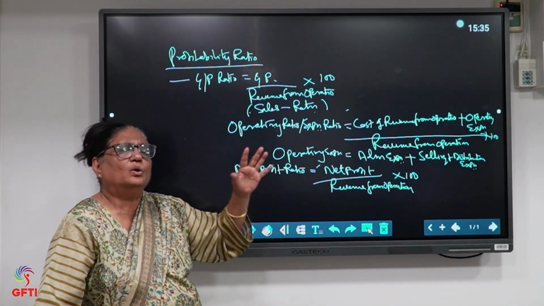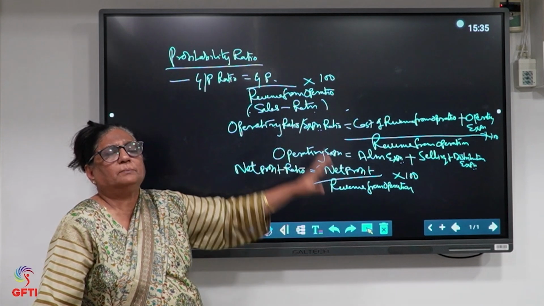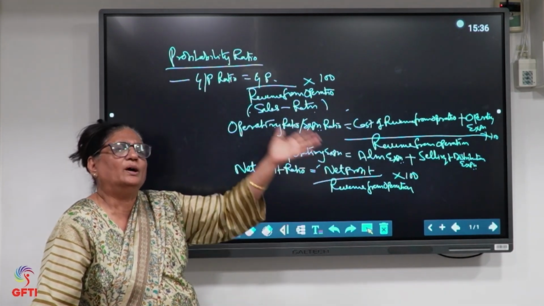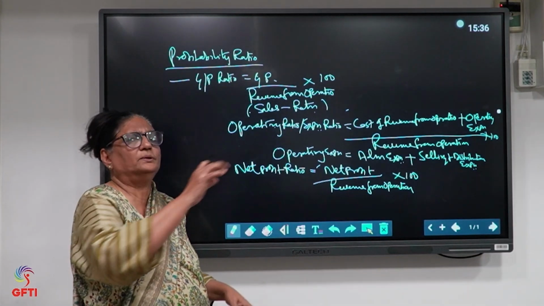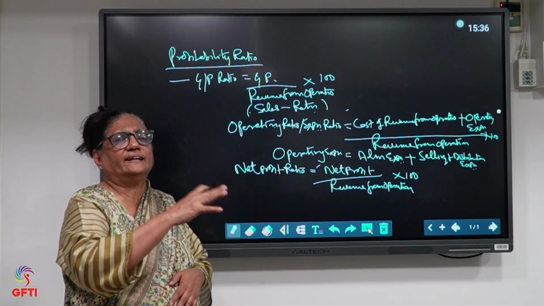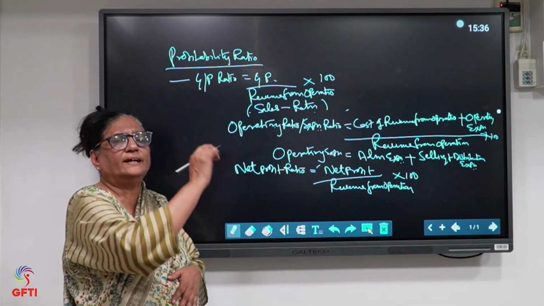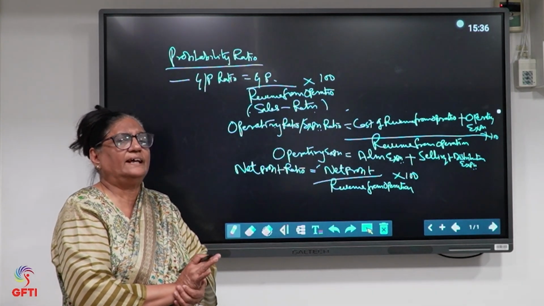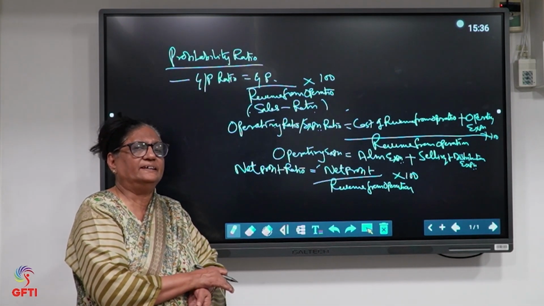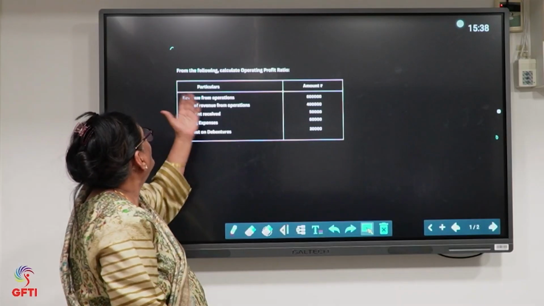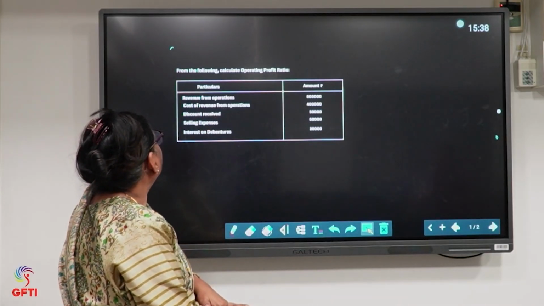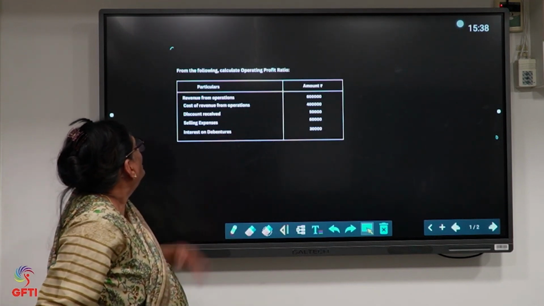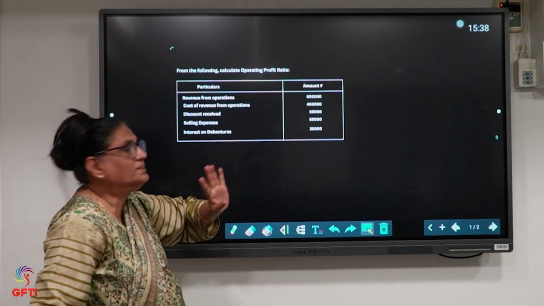Otherwise, if they give you a statement of profit and loss account, the net profit and gross profit and all the items are there. We just see what ratio they are expecting, take that ratio, multiply and get the answers. Is this clear? Let us take one problem for profitability ratios. From the following, calculate the operating profit ratio. Revenue from operation is 6 lakh, as given. Cost of revenue from operation is already given to us.